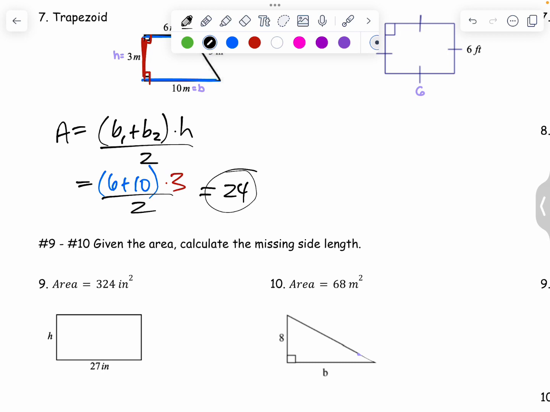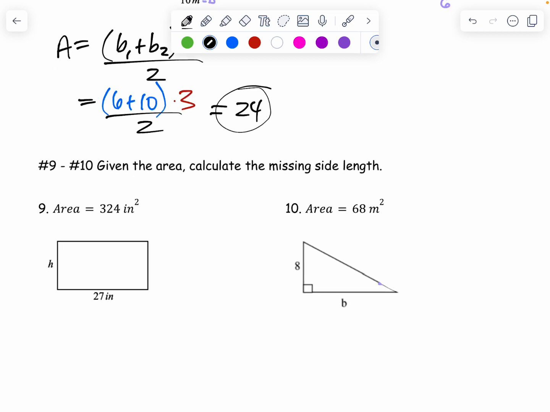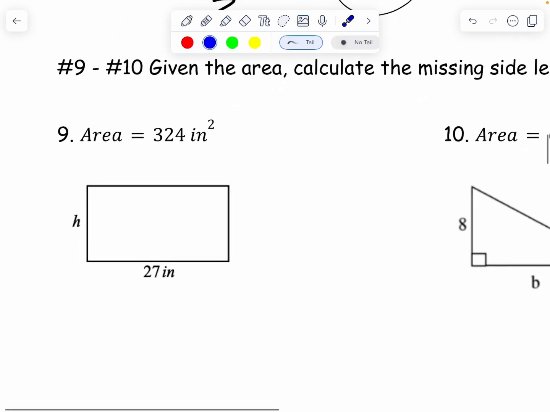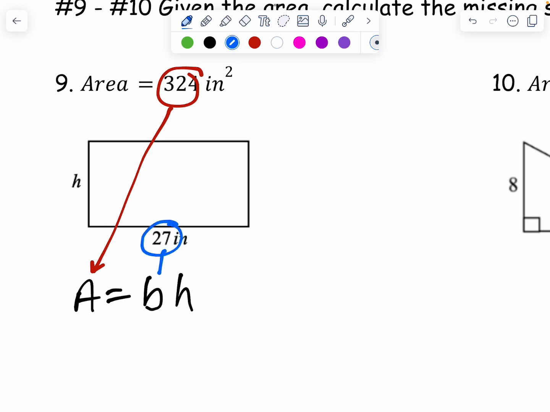Perfect. Remember how to make them a little bit more difficult. What if I give you the area and I ask you to solve for one of the sides? Okay, cool. I'm pretty sure that this is a rectangle. So I'm going to write down the formula for rectangle from my note card. It's base times height. And I know the area is 324. That goes right there. I also know the base is 27. And I need to figure out what's the height.